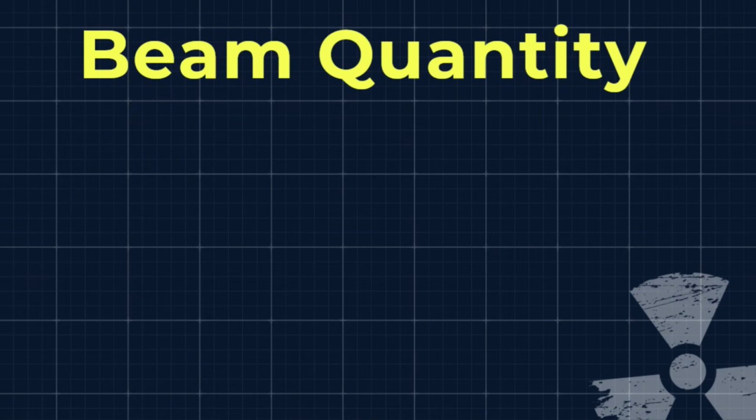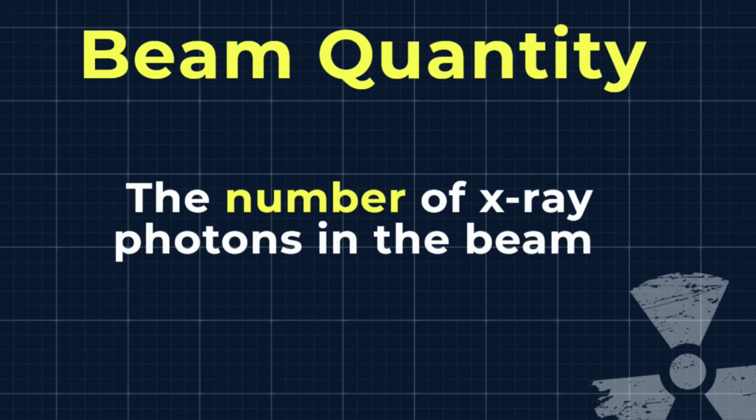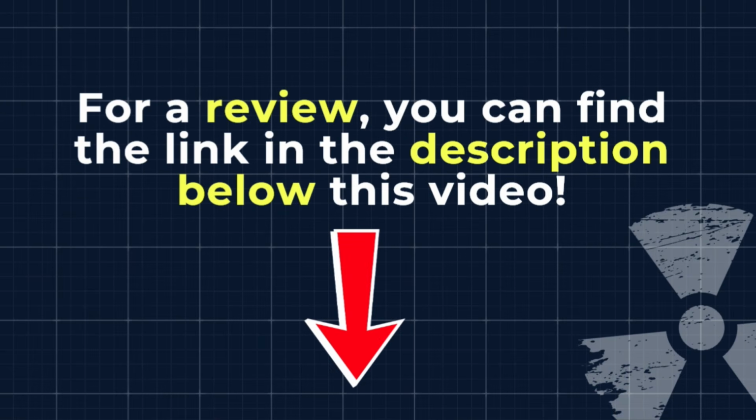Now, the second X-ray beam characteristic is quantity. Beam quantity refers to the number of X-ray photons in the beam, which is primarily controlled by mA and exposure time, or mAs when we're combining the two. Now, if you remember from X-ray production, mA controls the thermionic emission at the filament, which determines how many electrons are boiled off to form an electron cloud and therefore are available to create X-ray photons. They're waiting for that push or acceleration that comes from kVp.